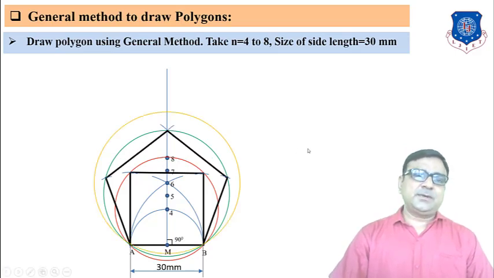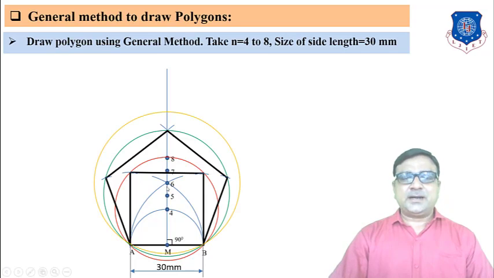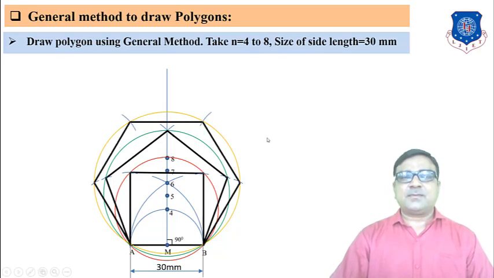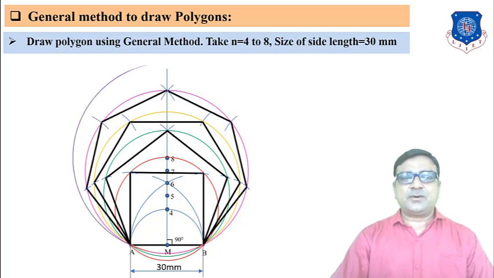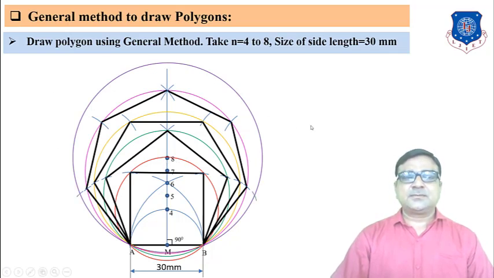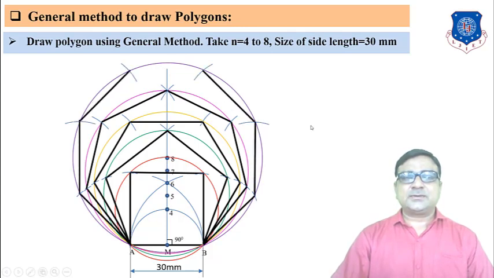This is our pentagon. Similarly for the hexagon, 6 center, 6 radius, draw one circle and A center 30 mm radius, draw arcs in sequence. Hexagon. For the heptagon, 7 center, 7 radius and the same procedure for the heptagon. And also for the octagon, 8 center, 8 radius, draw one circle, and by extending the arcs, join with straight lines.